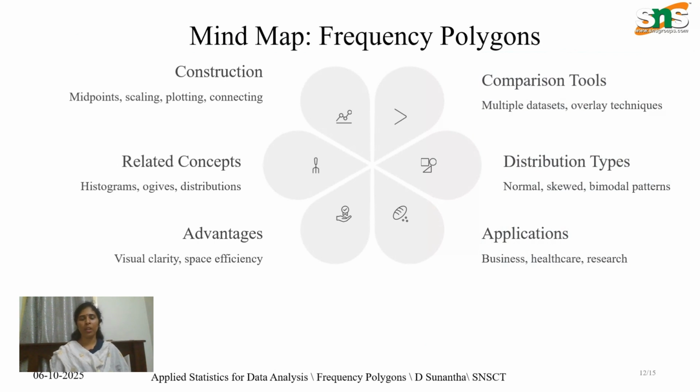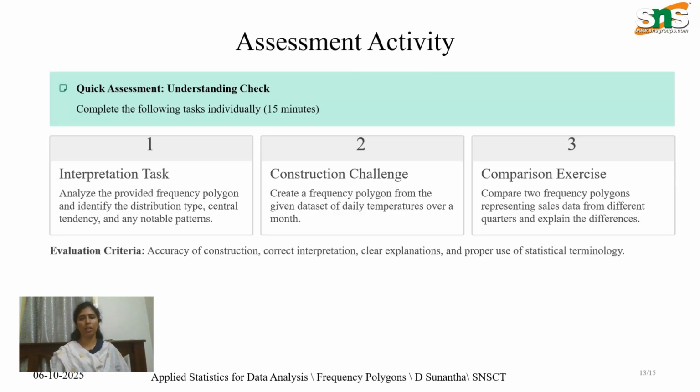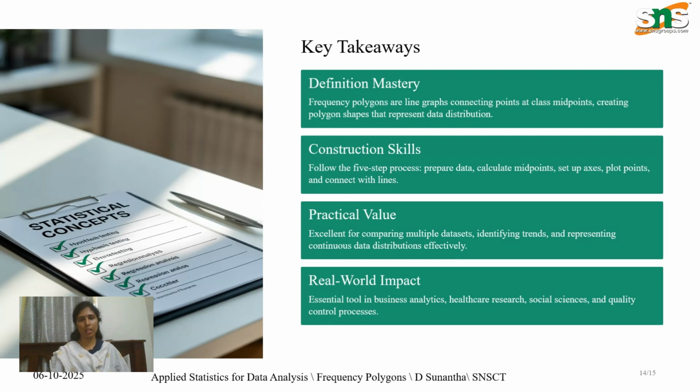Third is the mind map. The first one is the construction part. Next are the related comparison tools, distribution types, applications, and advantages, which are the things we have seen in this topic. Next is the assessment method which we use to assess the students. This is a test part.